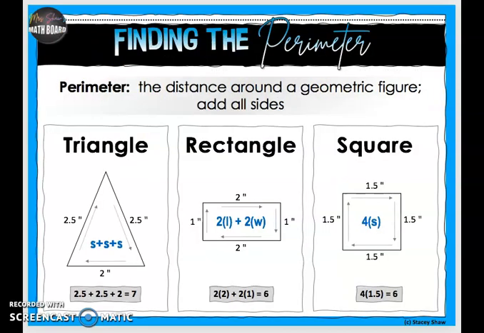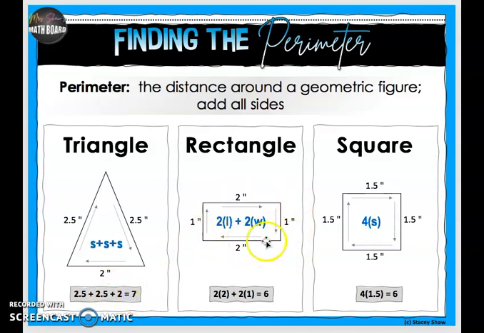So again, the perimeter is the distance around a geometric figure. So how you calculate the perimeter is to add up all the sides. So here we have a triangle. So here's 2.5 inches, 2.5 inches, and 2 inches. So we're trying to find this part right here, the perimeter around the triangle. So what we would do is we would add 2.5 plus 2.5 plus 2, which would be 7 inches.